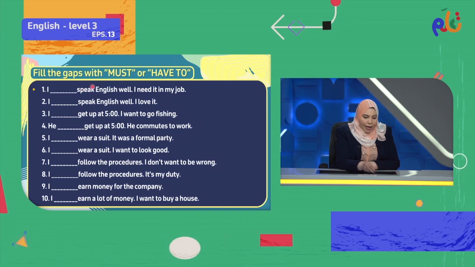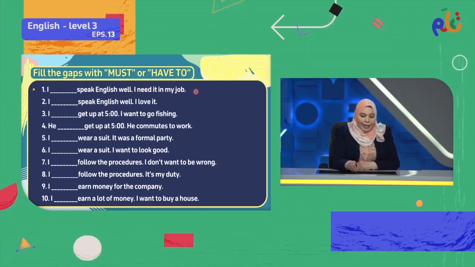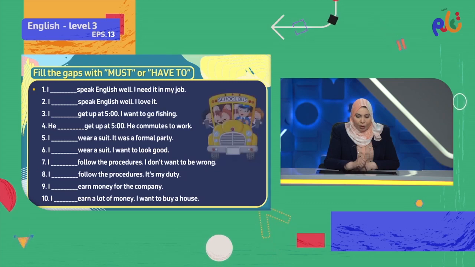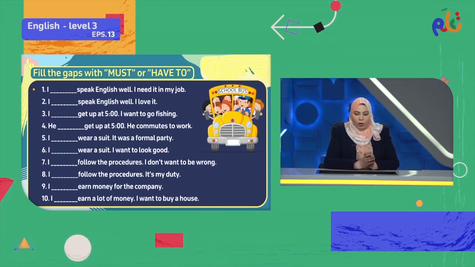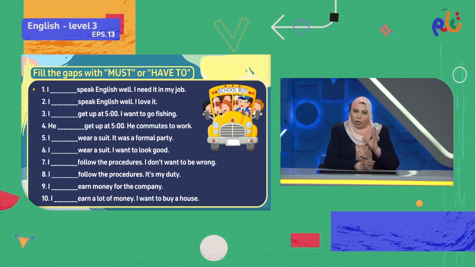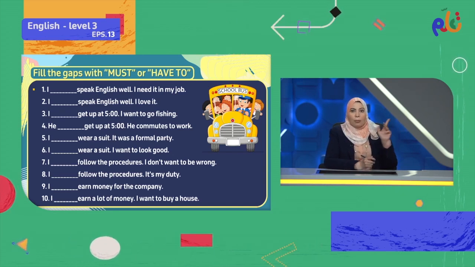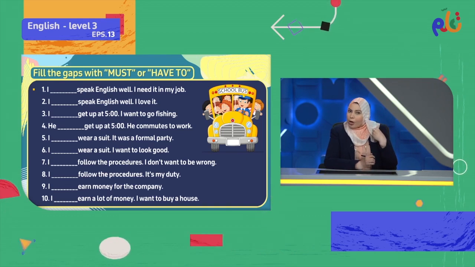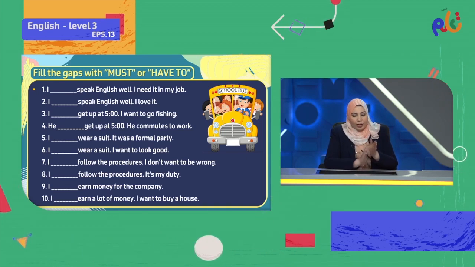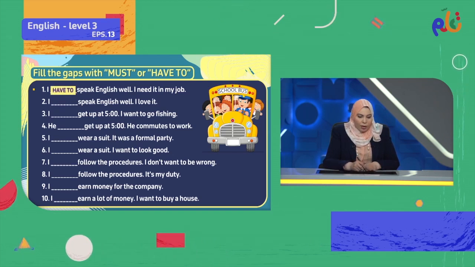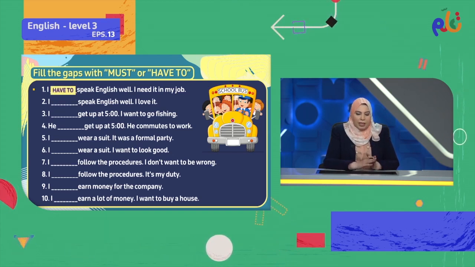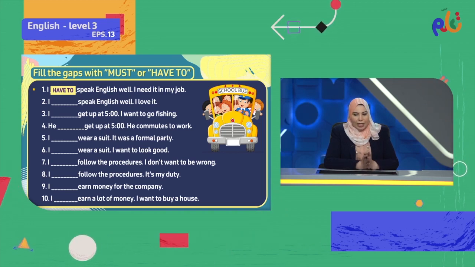Okay, let's now see the sentences and try to complete the sentences with must or have to depending on the meaning. Is it internal or external obligation? So let's start. I speak English well. I need it in my job. So the first one, we're talking about something that I need in my job. It's not my choice now. It's the job requirement. So it's for the job, not for myself. I didn't choose. So if I didn't choose, it's: I have to. I have to speak English well. I need it in my job.